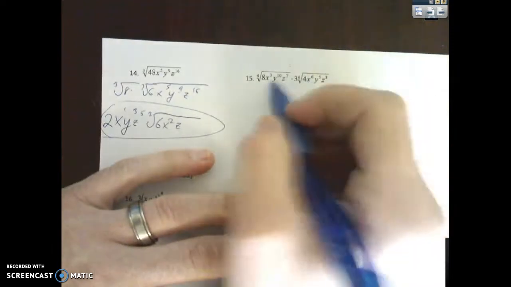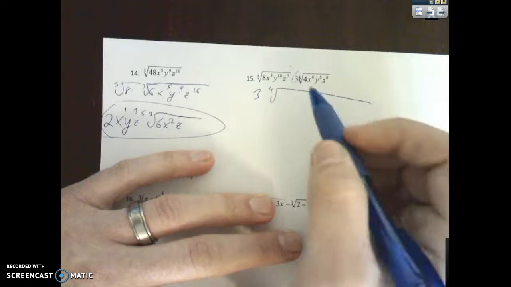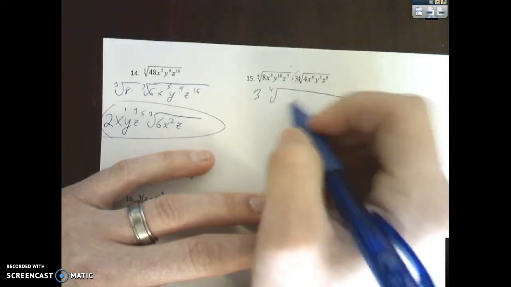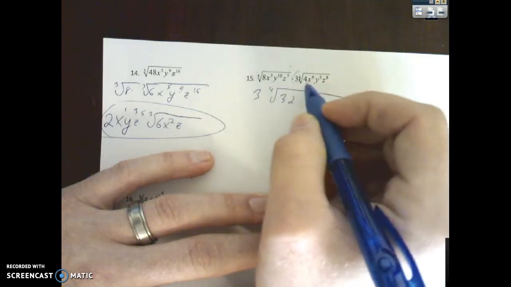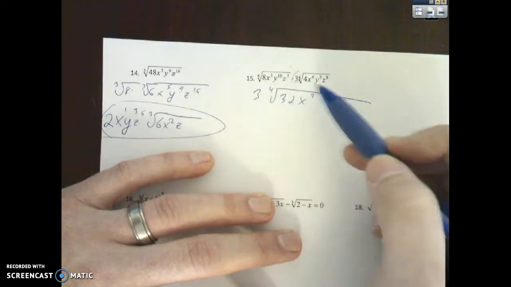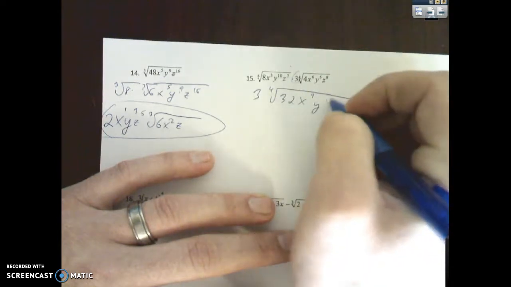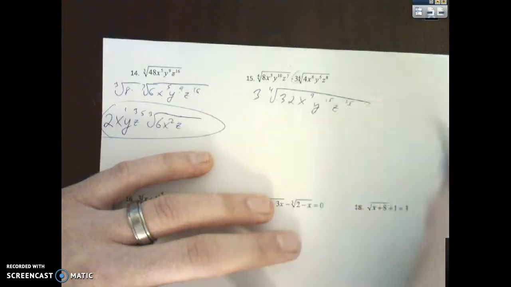Okay, I can just multiply everything on the outside, so keep the 3 out here. And everything on the inside now I multiply. 8 times 4 is 32. X to the 3rd times x to the 6th, I add the exponents, x to the 9th. Y to the 10th times y to the 5th, y to the 15th. And then z to the 7th, z to the 8th, z to the 15th.